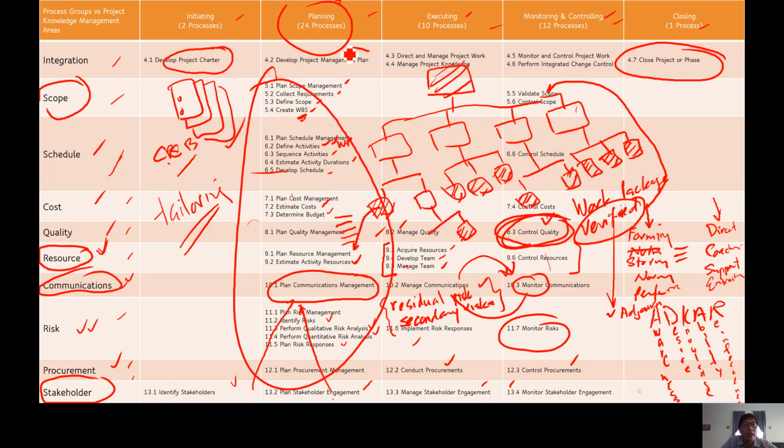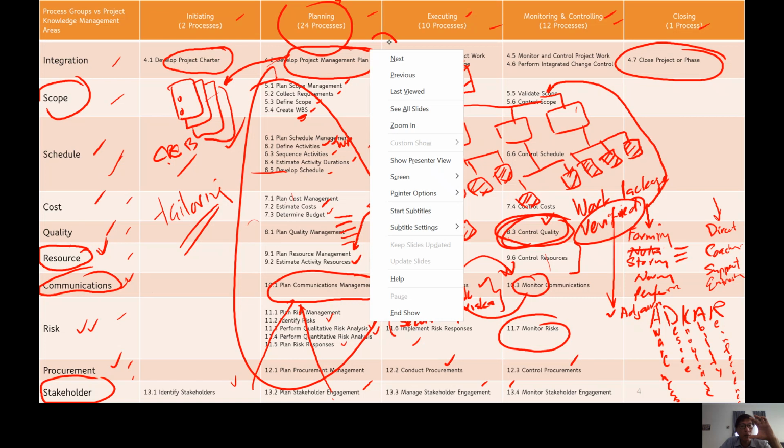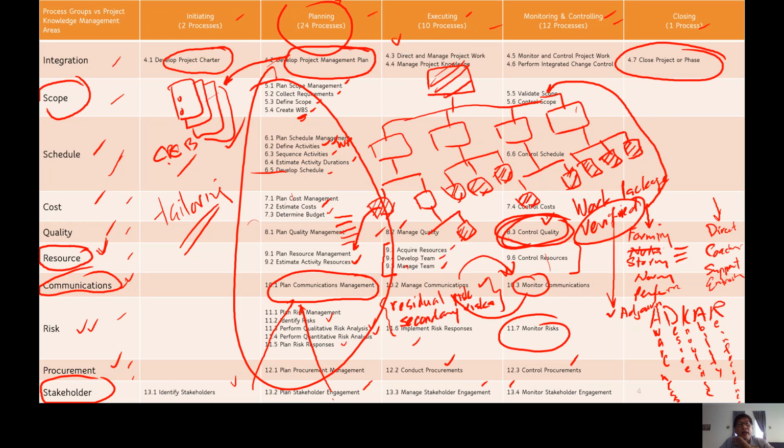It is known as the project management plan. So this is called the project management plan, that consists of all the plans that we have, the baselines, we call it baselines, right? So upon approval by senior management or sponsor, we can execute the work as per the baseline in the project management plan. So we direct and manage project work.